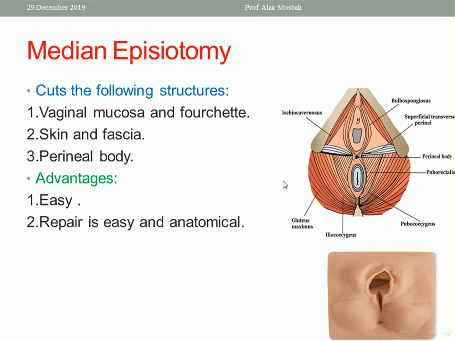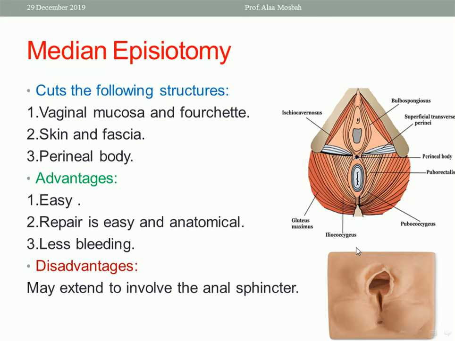What is the disadvantage? May extend to the anal sphincter. As you see, the incision here may extend to the anal sphincter, either the external anal sphincter or injury even to the anal canal. Okay, as you see here, if extended to the anus, it is very dangerous. So this is a disadvantage of median episiotomy. So recommendation, prefer the mediolateral episiotomy to avoid this.